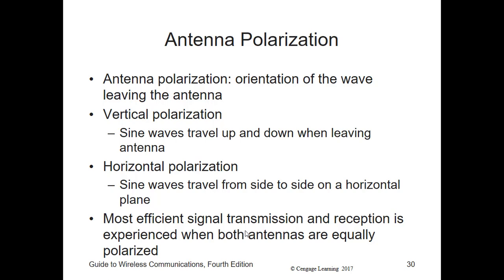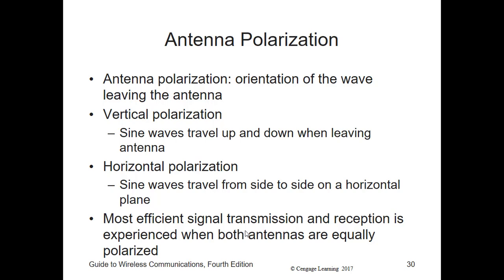When a signal leaves the antenna, the waves have a particular orientation, meaning the oscillations are oriented either horizontally or vertically. The orientation of the wave leaving the antenna is called the antenna's polarization. Now, if you hold a cell phone straight up in your hand, the antenna is positioned vertically. It's up and down. The signal leaving the antenna in this case will be vertically polarized, meaning that the sine waves will travel up and down when leaving the antenna.